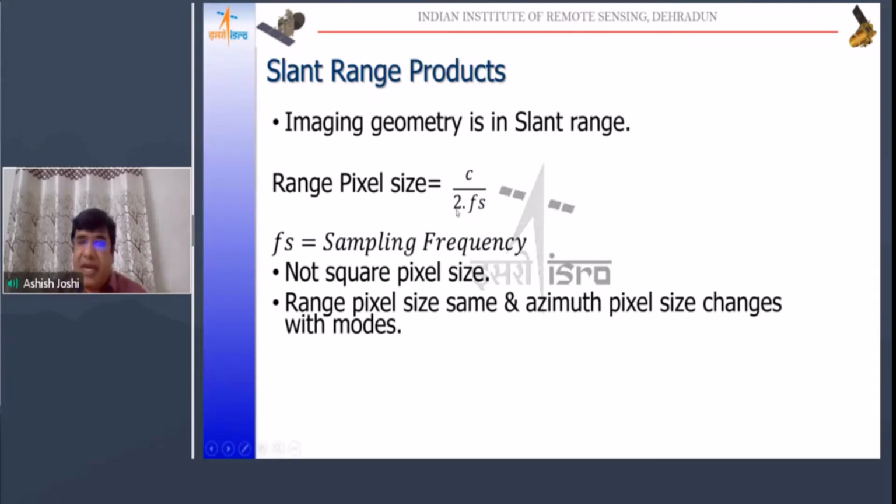So range pixel size is given by C by 2fs and azimuth pixel size is given by Vg into PRI for the strip mode SAR. The range pixel size is the same and the azimuth pixel size changes with modes. This C by 2fs will be the same for every mode, whether it is strip mode, scan SAR or spotlight. But the azimuth pixel size will be different for different modes. For strip mode it is Vg into PRI, and for scan SAR and spotlight mode the formula will be different.